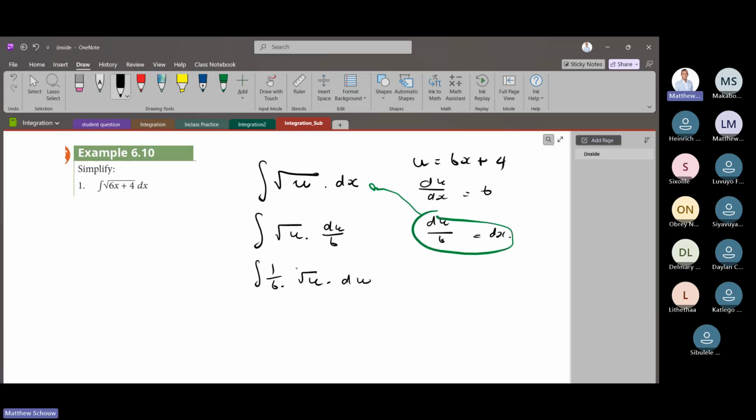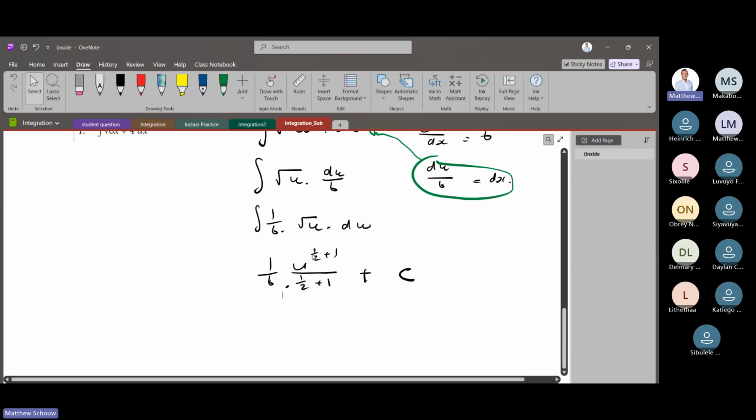So then we follow the power rule or the polynomial rule of this. So it's 1 over 6. And we know that's u to the power of, am I right? So it's going to be u to the half plus 1 divided by half plus 1 plus c, but multiplied by that. Are we happy with that? Same rule. Plus 1, you know what I mean? And then divide by the n plus 1, which is the step bottom.